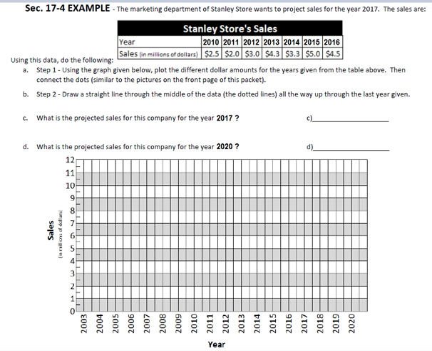In 17-4, we are really focusing on how companies like to predict how much money they're going to make in the future. You see a company like the Stanley Store, they keep track of money that they've made over the last several years.